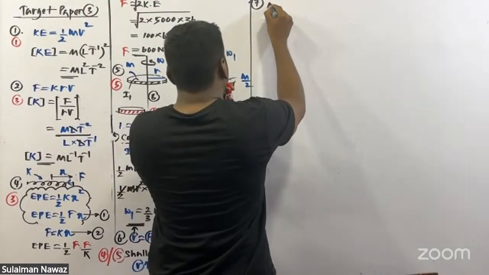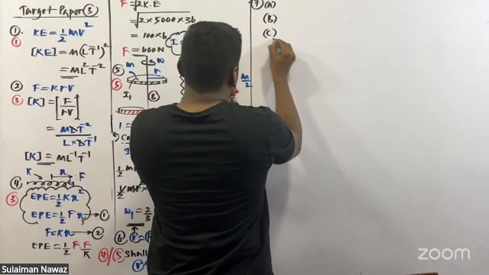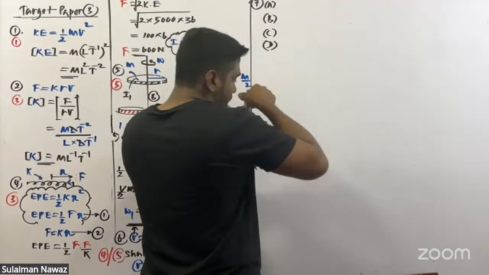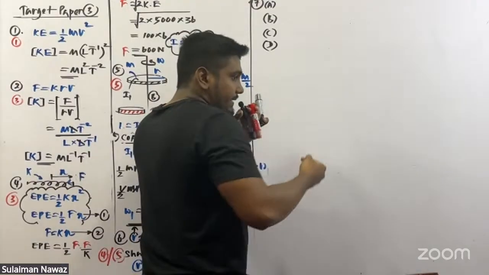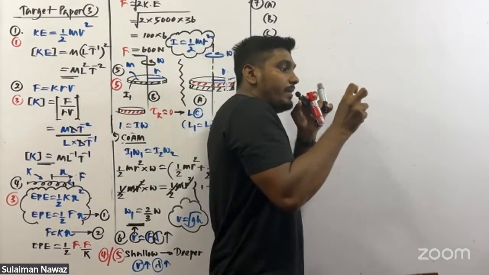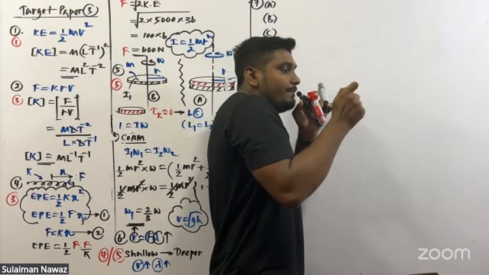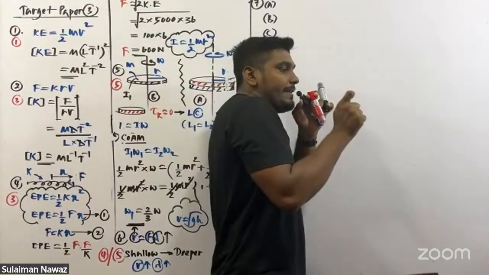Statement A, statement B, statement C, statement D. Statement A says that the algebraic sum of the moments, meaning torques, about any point in the same plane is 0.